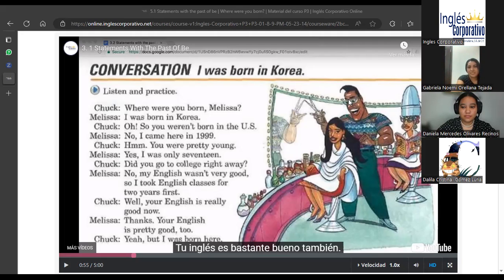Where were you born, Melissa? I was born in Korea. Oh, so you weren't born in the USA? No, I came here in 1999. You were pretty young. Yes, I was only 17. Did you go to college right away? No, my English was very good, so I taught English class for 2 years. Well, your English is really good now. Thanks, your English is pretty good too. Yeah, but I was born here.